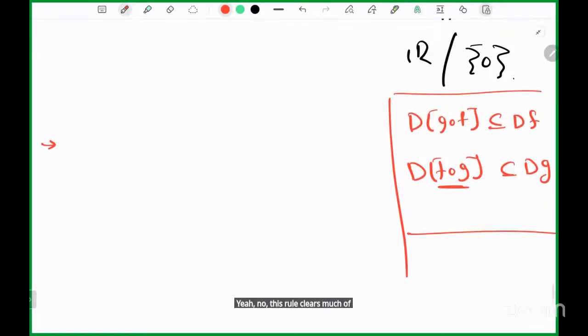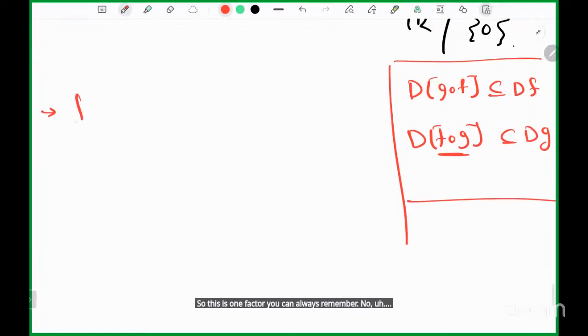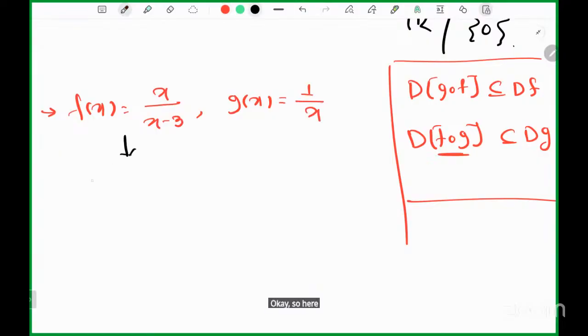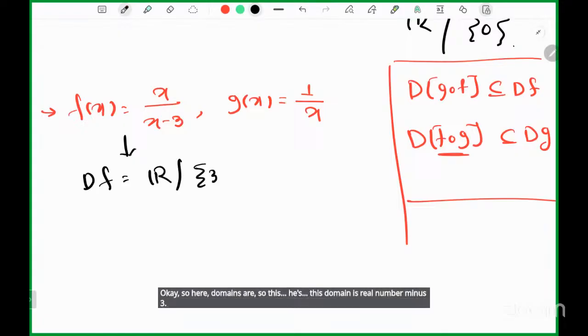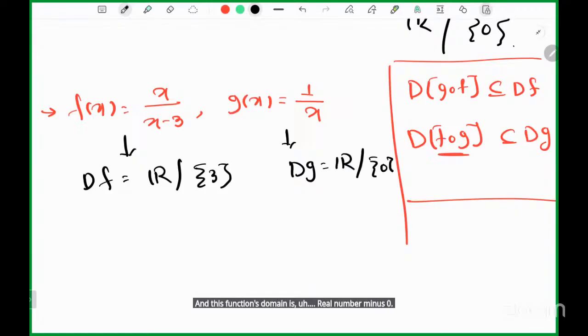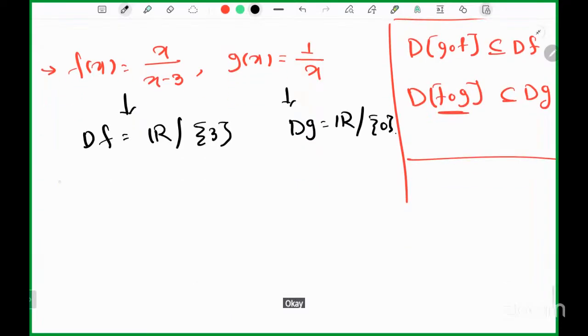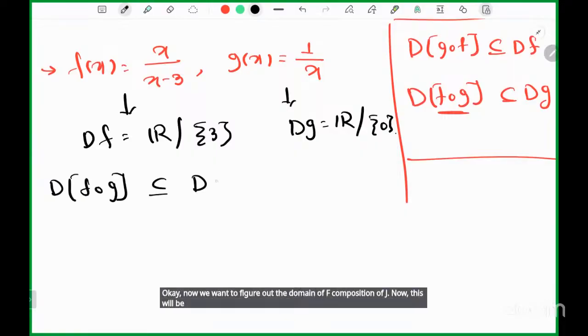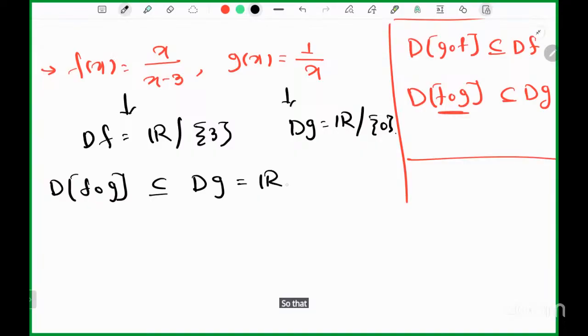Yeah, thank you. Now, see, f of x is x by x minus 3, and g of x is 1 by x. Okay, so here domains are: this function's domain is real numbers minus 3, and this function's domain is real numbers minus 0. Now we want to figure out the domain of f composition g. Now this will be a subset of the domain of g, so real numbers minus 0.